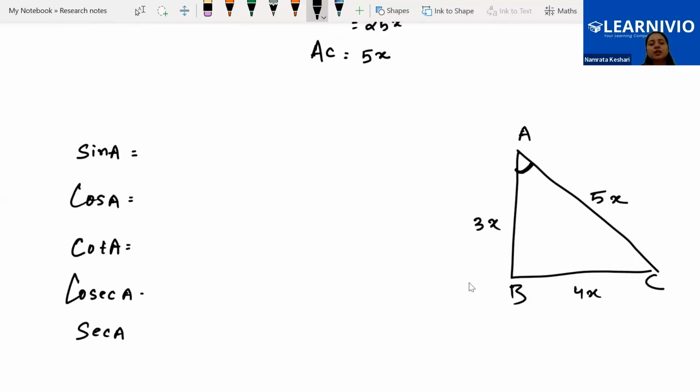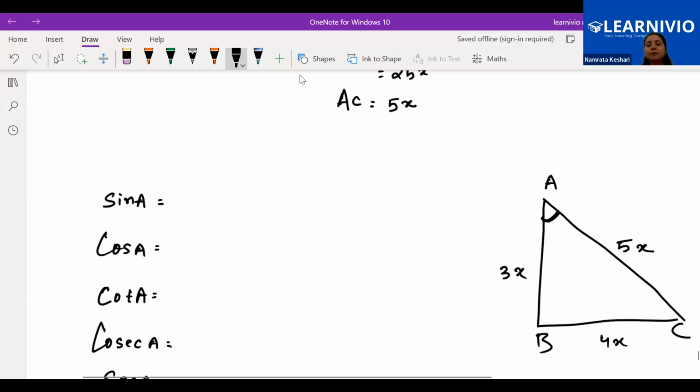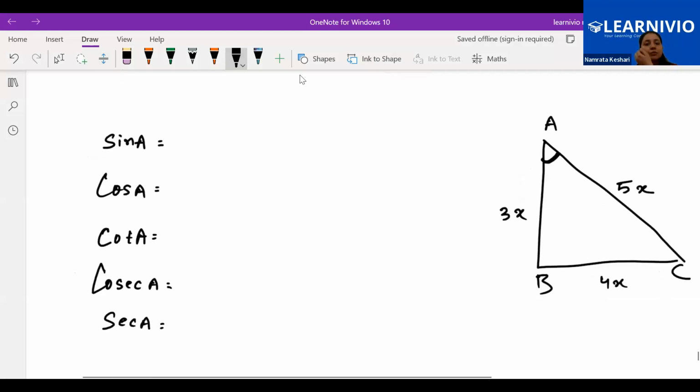Yes, Ifra, we have just started the trigonometric ratios. Introduction to trigonometry. Do you know the formulas? Who else is there? Alvina and Ifra, do you know the formulas?